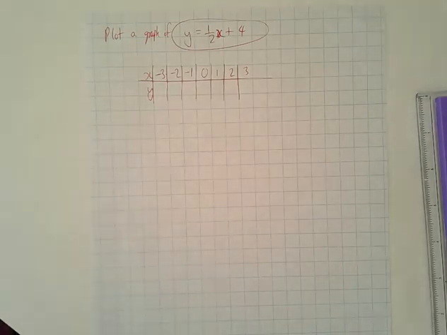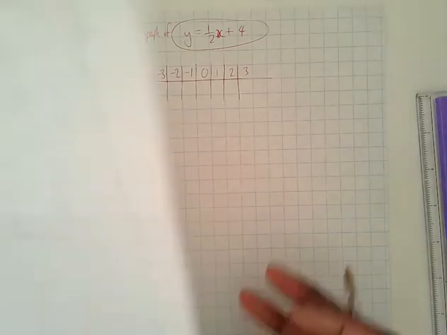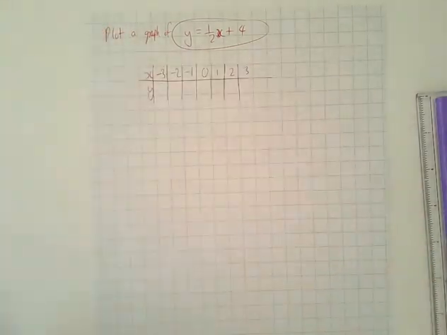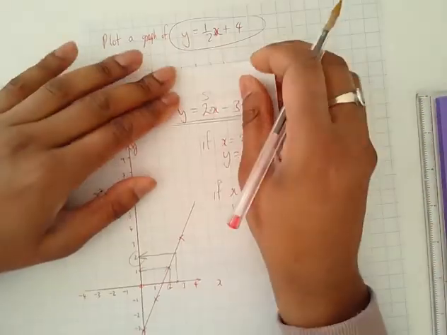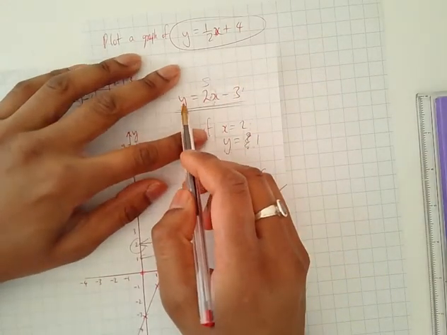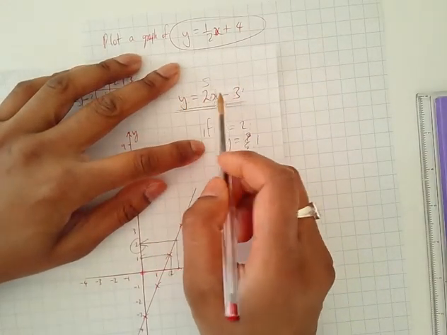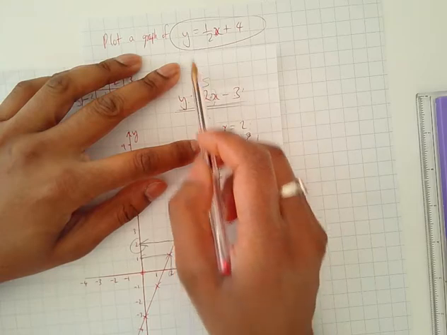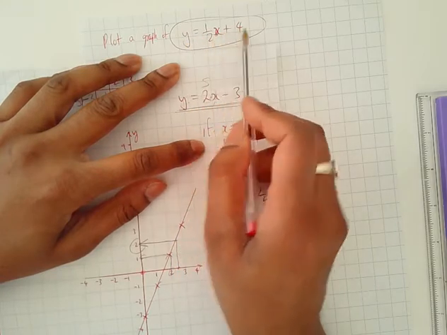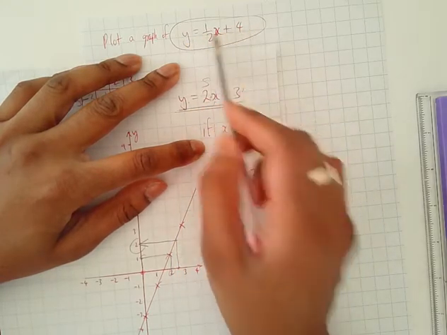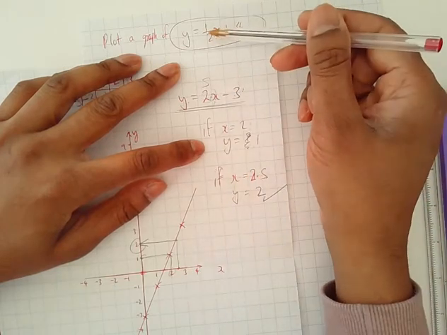This is my second video on plotting straight line graphs. In the previous video, this is what I plotted: y equals 2x minus 3. But this time I'm doing y equals half x plus 4. So they all look almost identical.